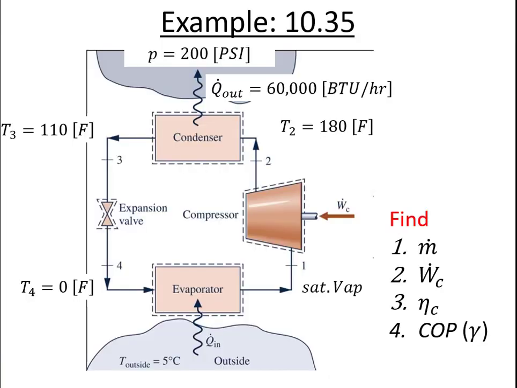So in this problem, we have a heat pump cycle in imperial units. So we always have to be a little bit careful when we're doing imperial units because it might change some of how we do the problem. We're given some state information and we're asked to find the mass flow rate, the compressor power, the coefficient of performance, and the isentropic efficiency of the compressor.